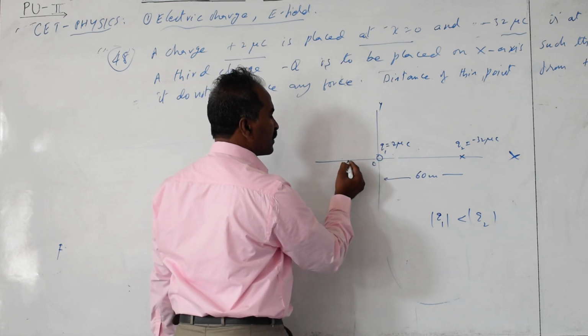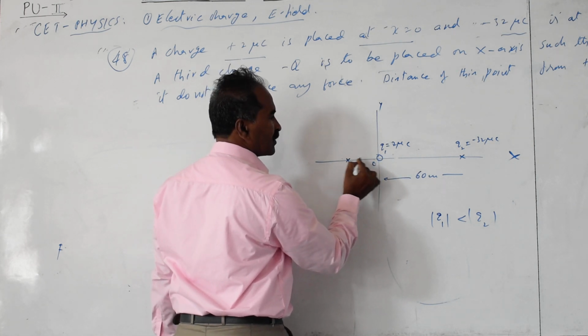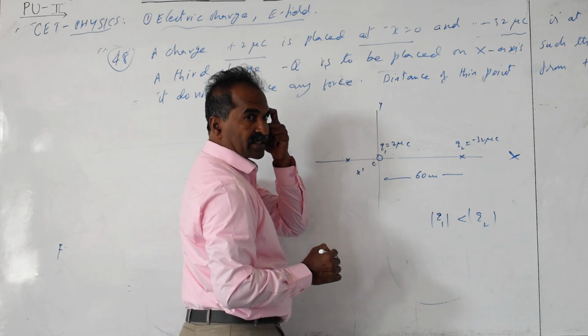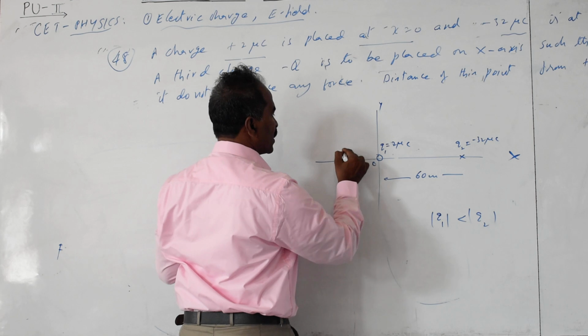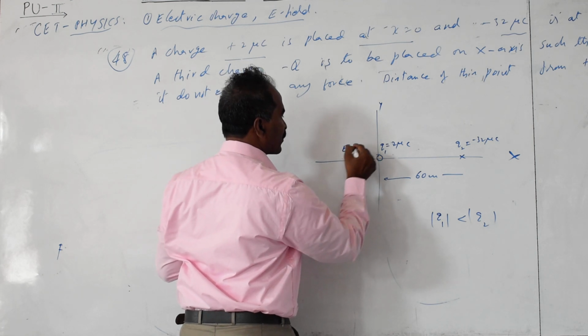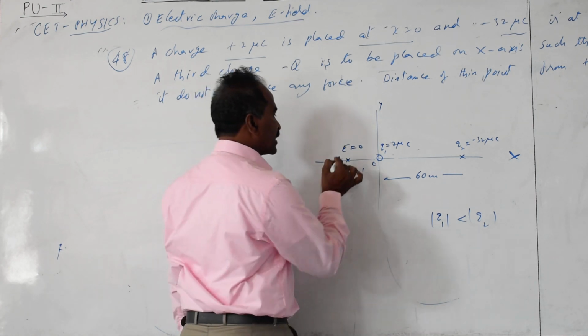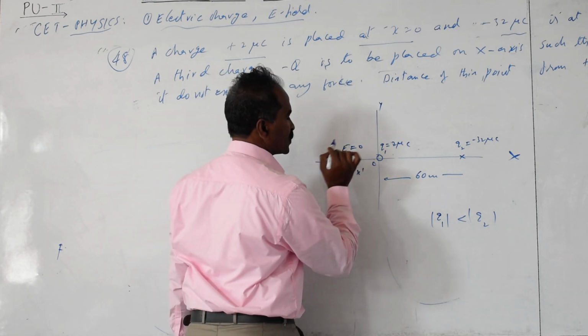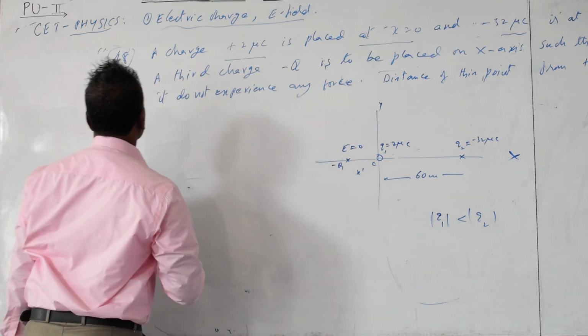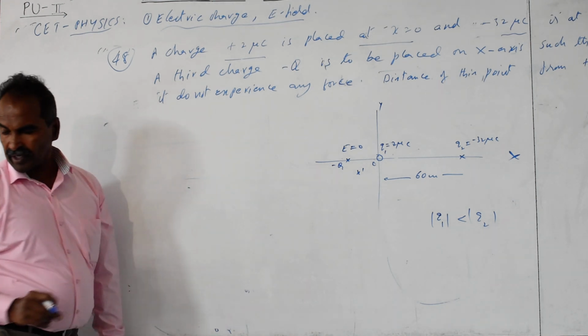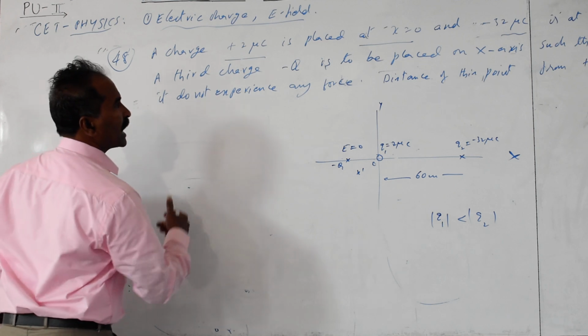So for unlike charges, the null point will be outside. At this point you will get the null point. I will take the distance as x, since it is given in terms of x. At this point the electric field is 0. Whenever the electric field is 0, whatever charge you put there, the force is also 0. At this place you have to keep the minus 2 charge. That is the answer.